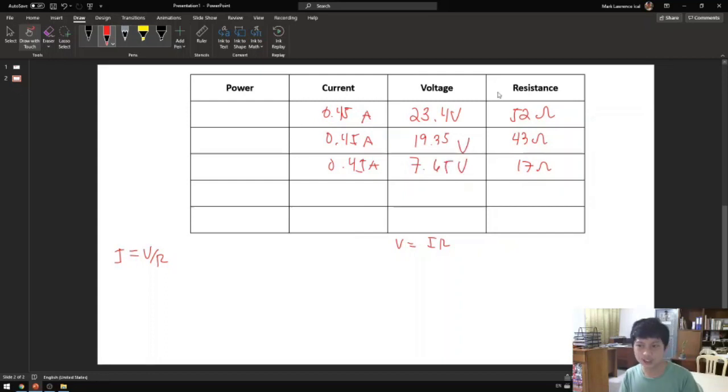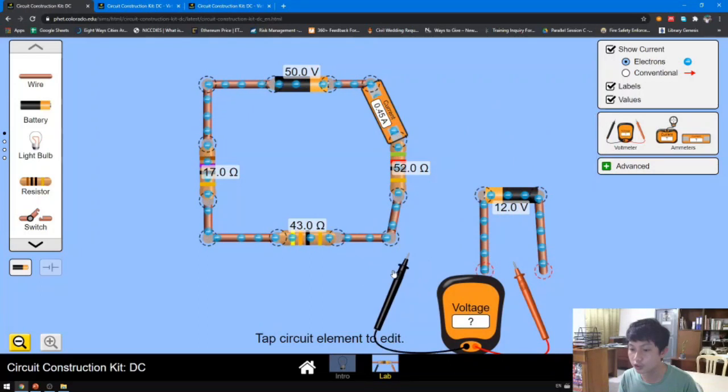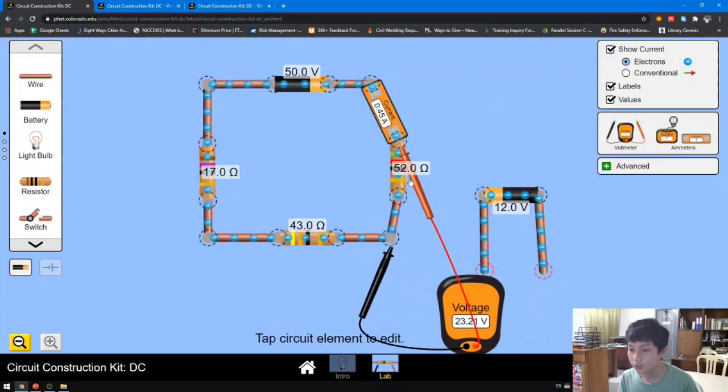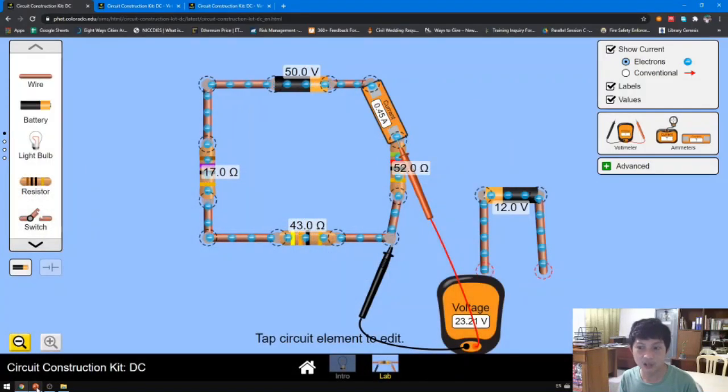Okay, let's check this out. When we see a 52 ohm resistor, let's see the voltage. It's 23.21 here. I don't know why that is, probably due to rounding. It's not giving us a very huge difference. So the ammeter provided here gave us 0.45.